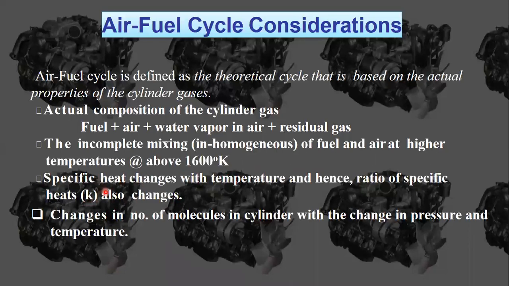Another consideration in the case of air-fuel cycle is that specific heat is going to vary. In air standard cycles, we have assumed that specific heats are constant. Whatever the process is, the specific heats remain the same. We have used Cp and Cv, and if Cp and Cv are the same, gamma is also the same, because gamma is the ratio of Cp and Cv. Cp by Cv is gamma. So if there is a change in specific heats, there will be a change in gamma.